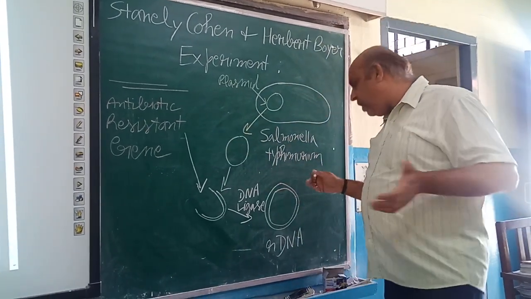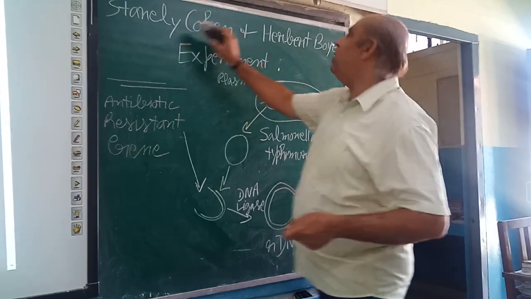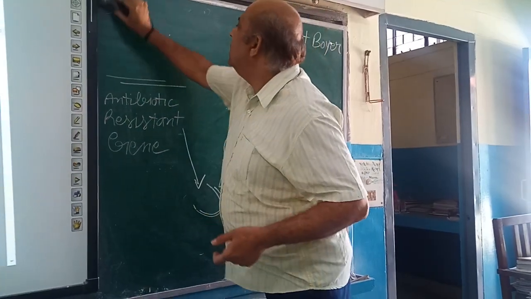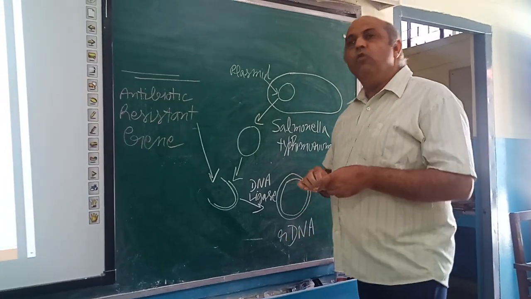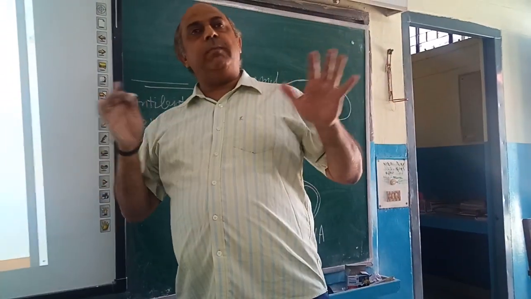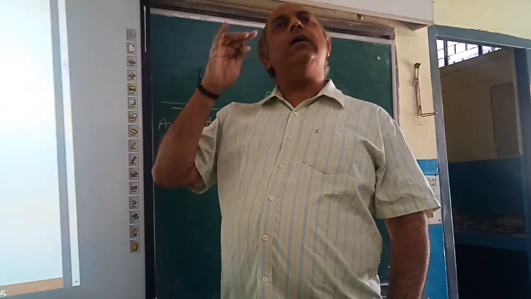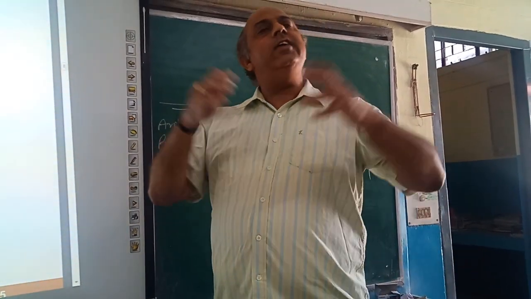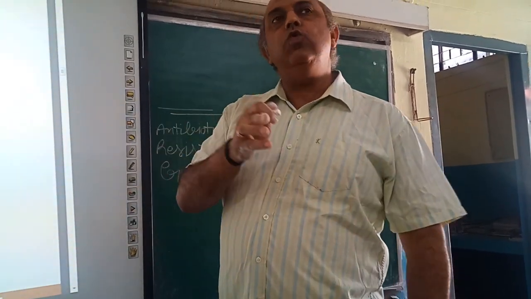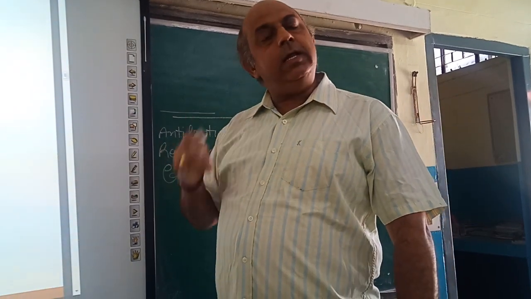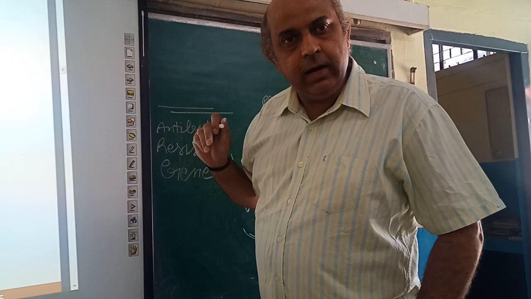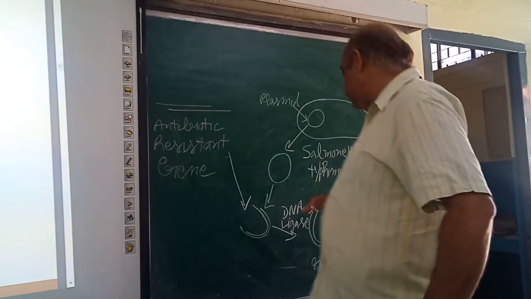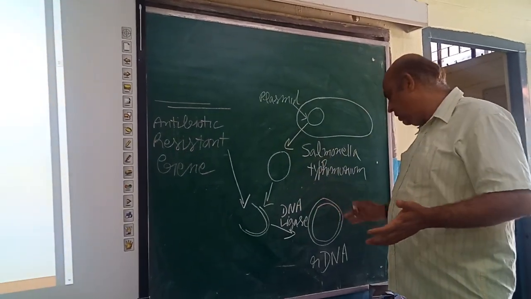And the next step was transformation. I have already told you in lecture number 1 what transformation is. Transformation is the process in which a recombinant DNA or a DNA segment is transferred to a living cell. It may be a bacteria, it may be a plant cell, it may be an animal cell.